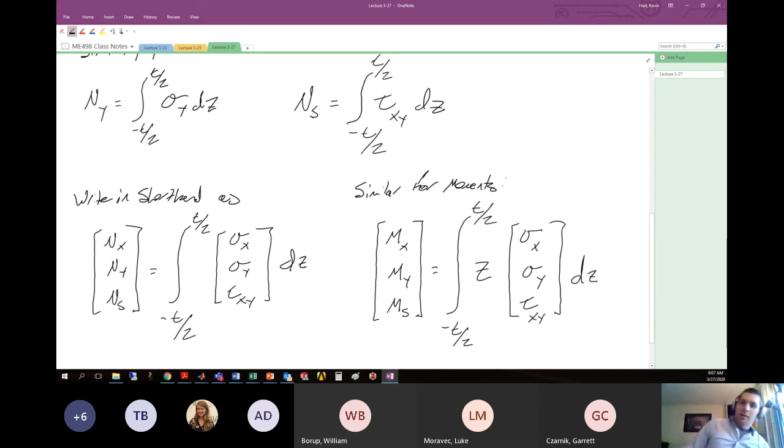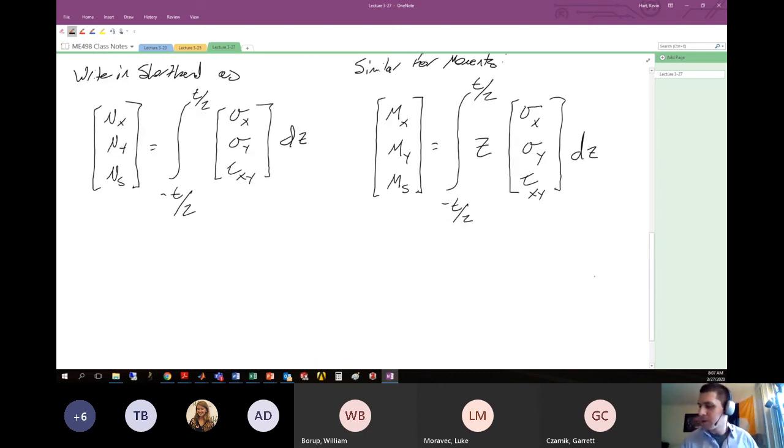Right? So here we're relating forces Nx, Ny, and Ns to stresses sigma x, sigma y, tau xy, and also we're relating moments per unit length, Mx, My, and Ms, to stresses which we apply, sigma x, sigma y, and tau xy. Right? So we weren't really done.